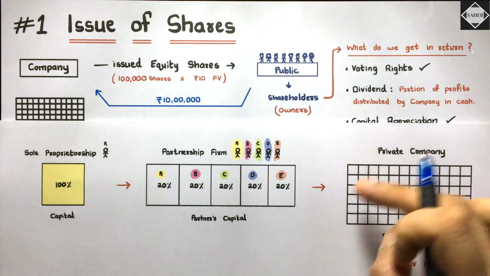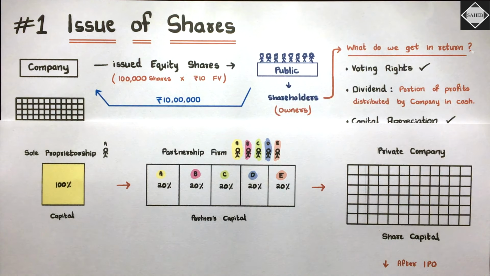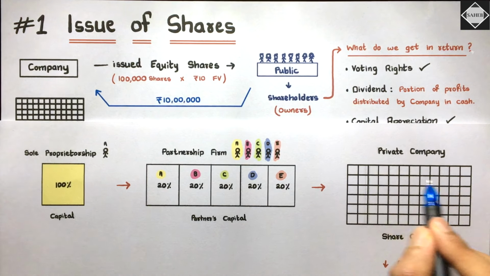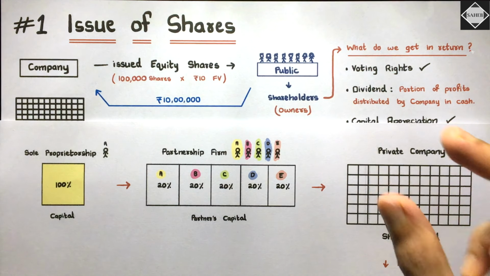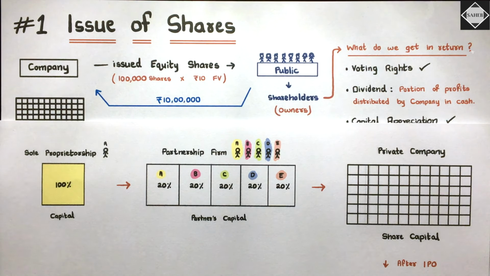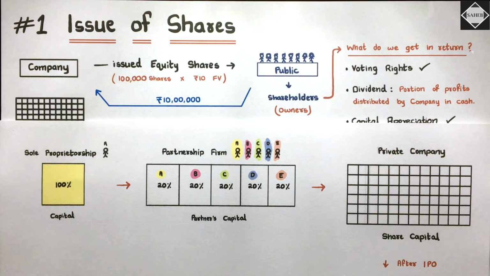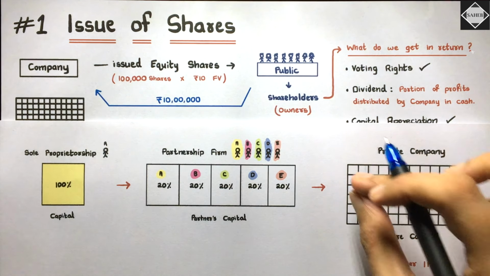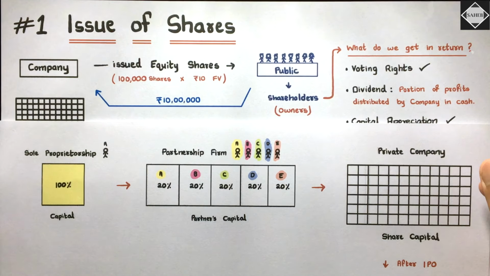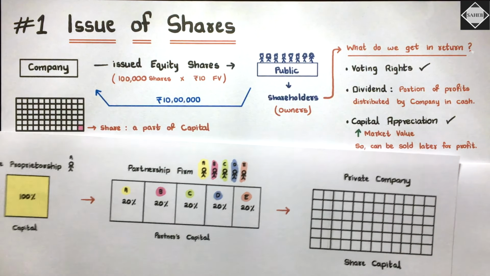So here, as you can see, we have a grid now. Why do we have a grid? What does each of these boxes represent? Each of these boxes represents a share, a part of the capital, a single unit of the capital, and each of them is uniform and equal. Understand, the capital of a company is divided into small equal parts which are uniform, and that is called shares, and those shares represent ownership in the company. Is that clear?